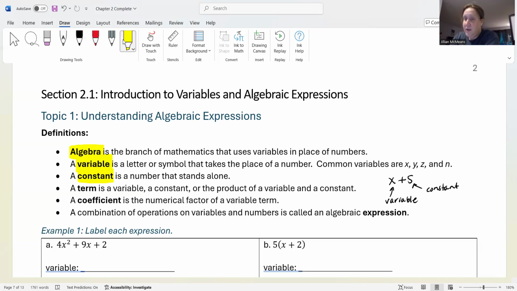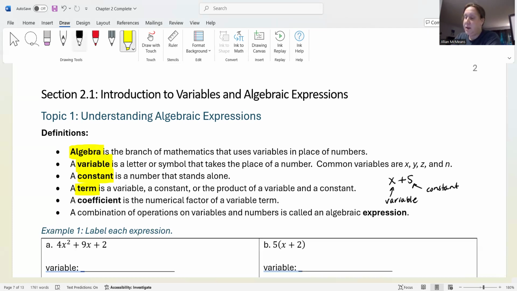So next up, we have a term. Terms I think of as the building blocks of an algebraic expression. A term can be a variable by itself, it can be a constant by itself, or it can be the product of a variable and a constant.